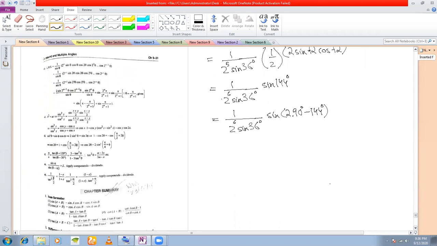So this is 1/2 to the power of 6 sin 36° into sin 36°. Cancelling, this is equal to 1/2 to the power of 6, which is equal to the right hand side, RHS. Okay, so this is what your multiple angle is all about.